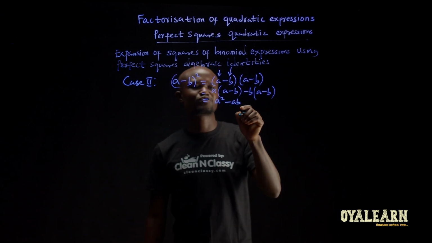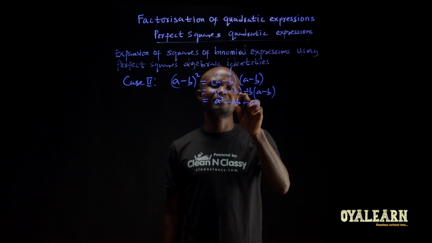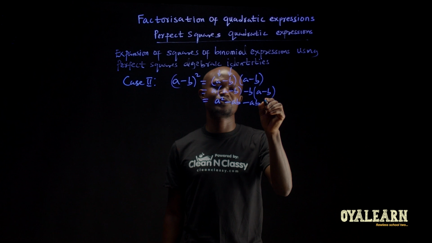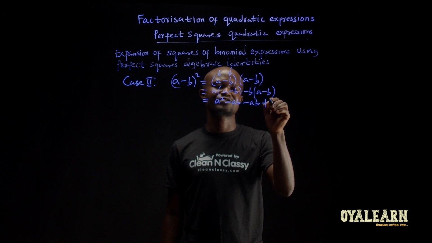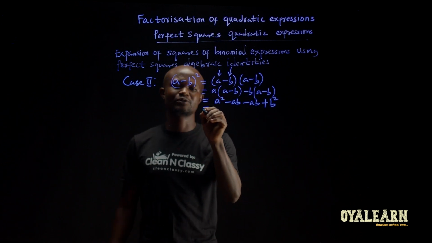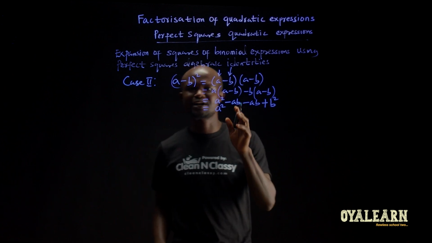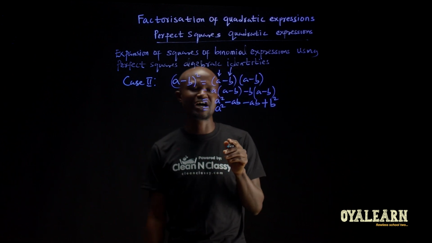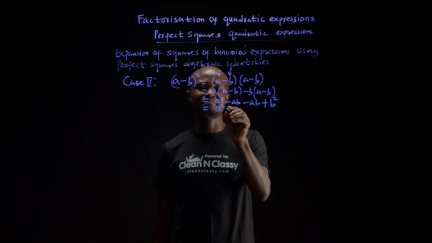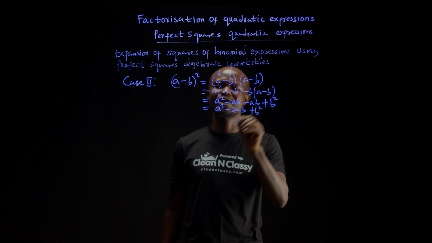Then minus B times A, we have minus AB. Minus B times minus B, what do we have? Plus B squared, because minus times minus is plus. Now, this is A squared minus AB, minus AB. How many minus AB do we have? 2. So we have minus 2AB plus B squared.